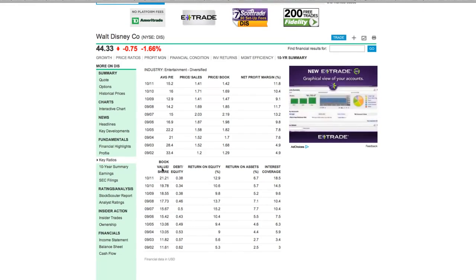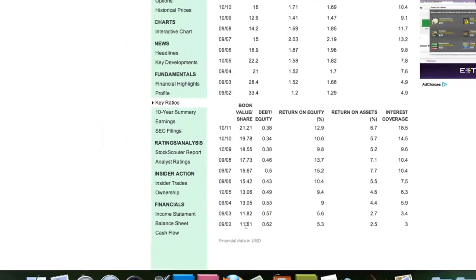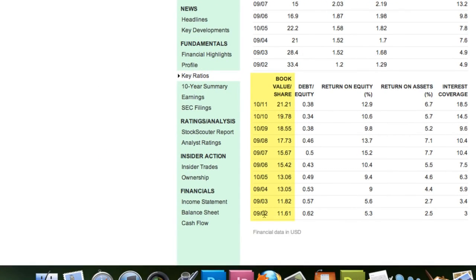Now, when we look at the book value, which is just the equity per share, you can see that in 2002 the equity was $11.80, and it goes up to 13. You see this nice steady trend. That's exactly what you're looking for whenever you're trying to find a business. When we look at the debt to equity, we can see that Disney has generally managed their debt below 0.5, which is exactly the number that we want to see it underneath.